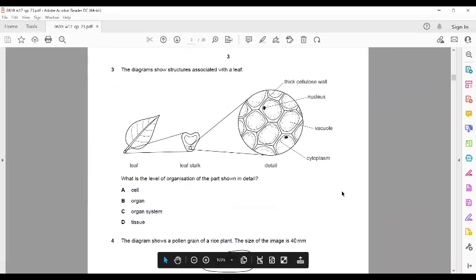The diagram shows the structures associated with the leaf. What is the level of organization of the part shown in detail? Cell, organ, organ system, or tissue? Yes, it's tissue. Group of similar cells, as you can see. The shapes, everything is the same.